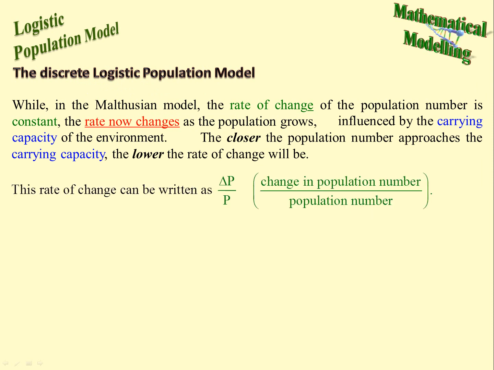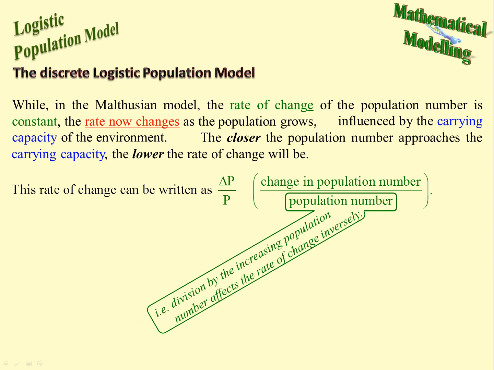So we could write the rate of change as delta P over P, the change in population number over the actual population. That's the rate of change. And it's going to decrease. Pretty logical it's going to decrease because this population number is increasing. And if the denominator of a fraction is increasing, the fraction is likely to decrease unless the numerator can match the denominator.